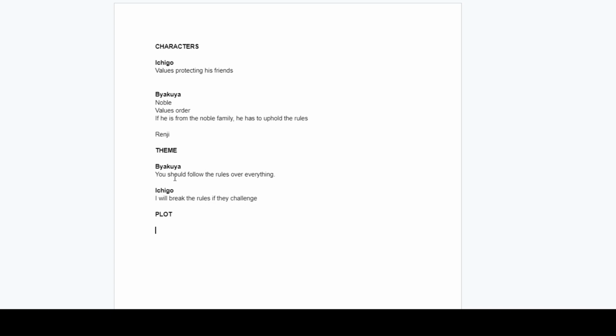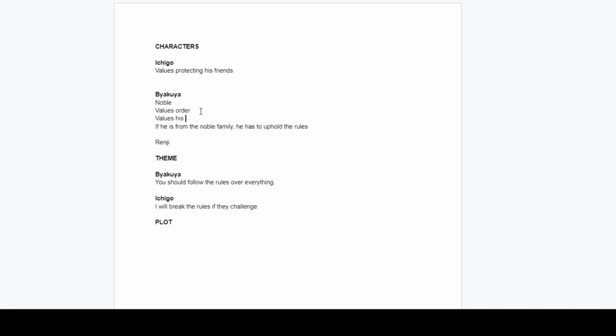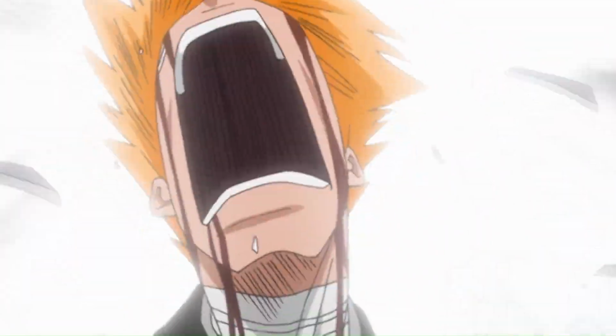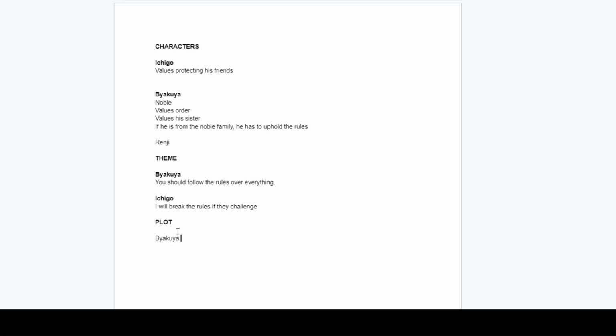So how can we take these rules, you should follow rules over everything, how can we externalize it? How can we test the value? I think I said this in another video, I called it value testing or value tests. It's a moment in the story where they really test the character's value. He also values his sister. And then the value test for Byakuya is, do you value order more or do you value your sister? Byakuya values order more, which is externalized by him killing his sister because it's a command from the top.